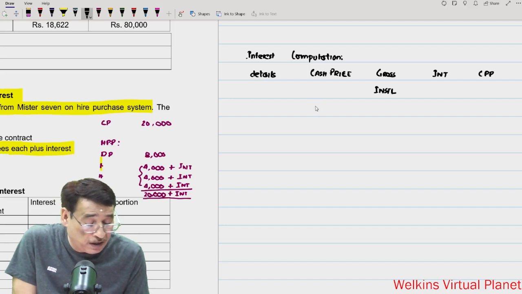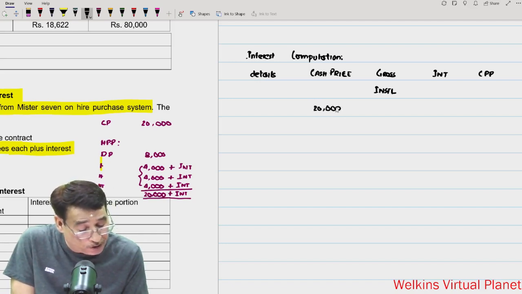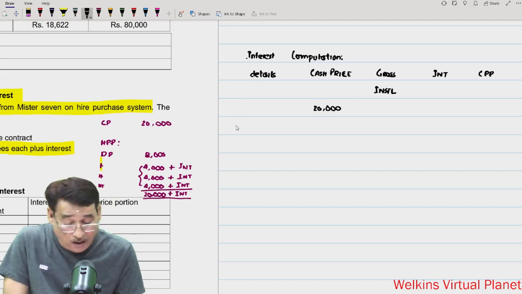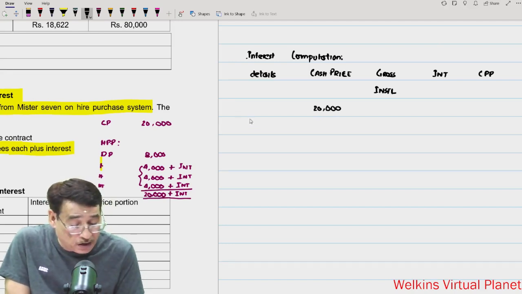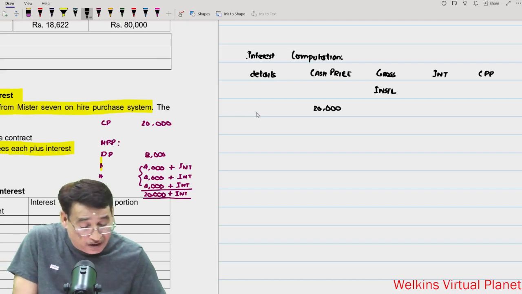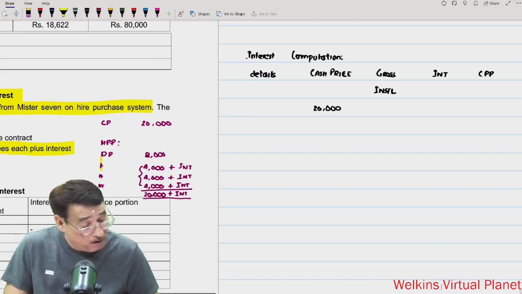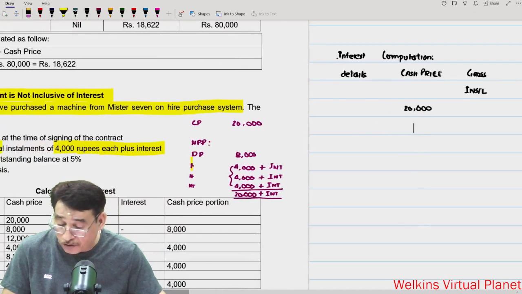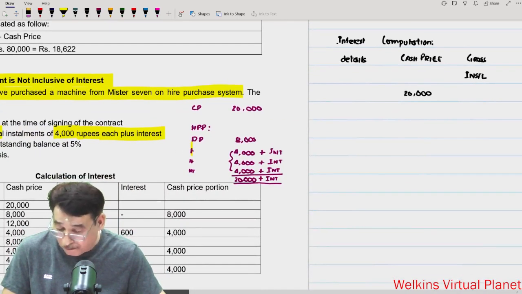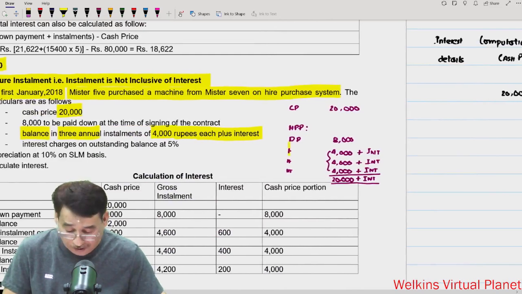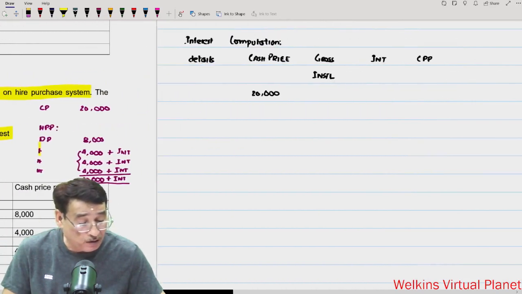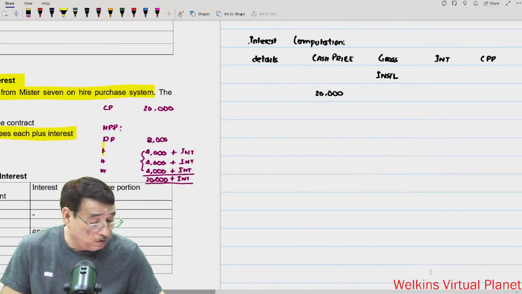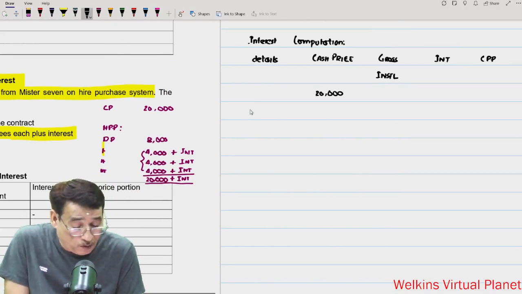First of all, under the heading of cash price, this time I will write cash price, which is equal to 20,000. Correct? Now, in this question, rate of interest is 5%. Any date is given? Let me check. Any date was given in this question? I think it was given on 1st January 2018. Well, the date is given in the question. So I will write here 1-1-2018.